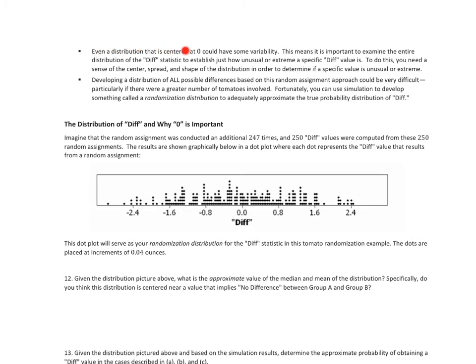It says, even though the difference of 0 could be some variability, this means that it is important to examine the entire distribution of different values. So where does it say? You can use a simulation. This is where it kind of tells you that you're using something that is simulated by a computer. So what this is telling us right here on the dot plot is that we did this 247 times. We already have done it 3 times if you remember that we had 2 groups of tomatoes. So there's 250 diff values, which means there are 250 dots in total on this dot plot. You guys can kind of see it's approximately normal because of the bell curve that we got going on here. And it also tells you that each of these dots are 0.04 apart.